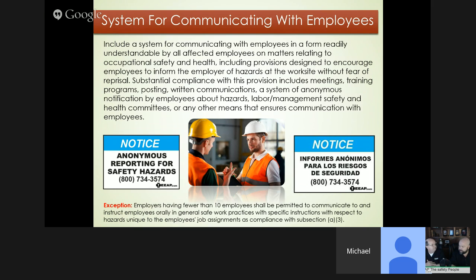Now, the communication with the employees, Rick, can take place through a training process, through a monthly meeting. It can take place through, obviously, these signs. This blue sign, for example, there is a blue sign that you have on the screen that says Notice, Anonymous Reporting of Safety Hazards. We have that on the EEAP sticker store that you're more than welcome to purchase. I think they're just a couple bucks.